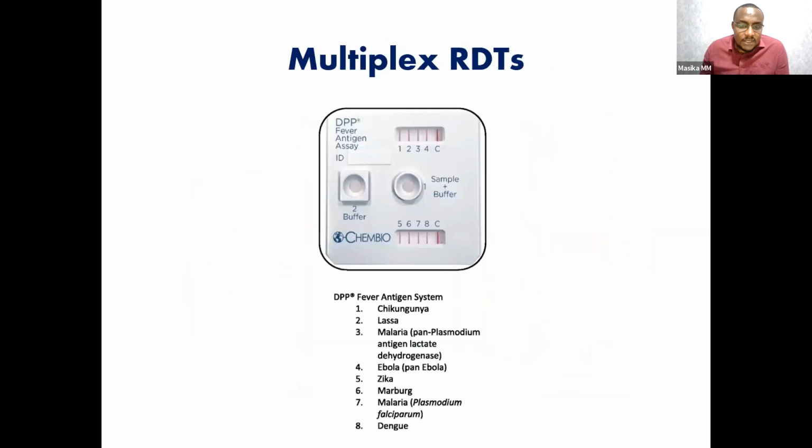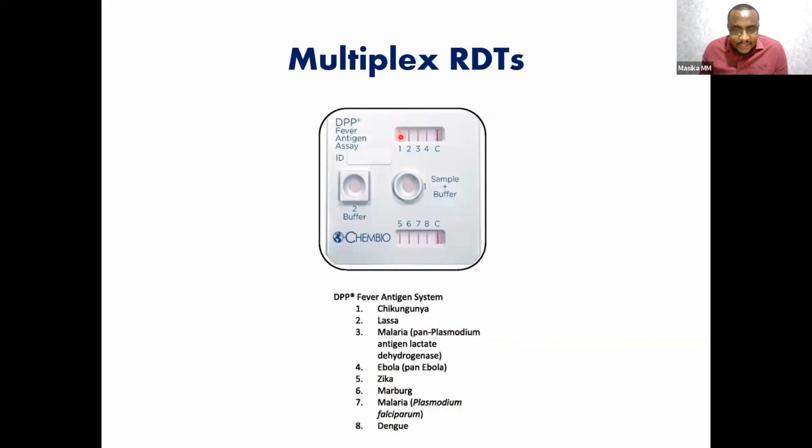So there are also attempts now to make even more diverse, more multiplexed RDTs. You can see this one here is able to detect eight targets from chikungunya, Lassa virus, malaria, Ebola, Zika, Marburg, and dengue. And the idea here is the malaria pan-plasmodium is able to detect non-falciparum malaria, but you can also specifically look for falciparum malaria. You will learn about this in parasitology next year, the differences, because there are like 5 species of malaria. Falciparum is the most important, but there are others.